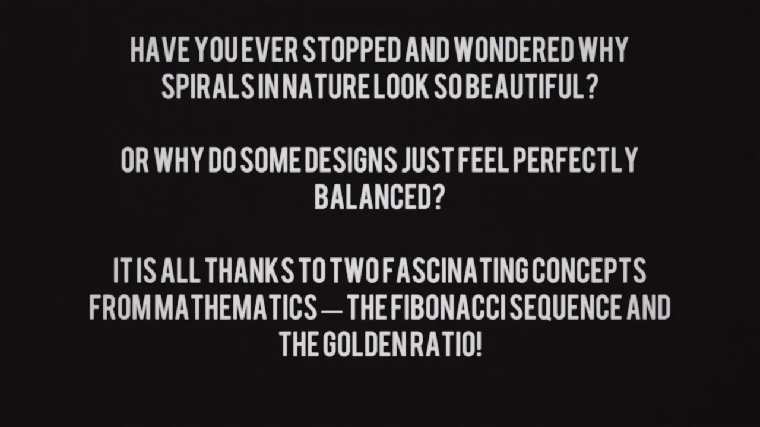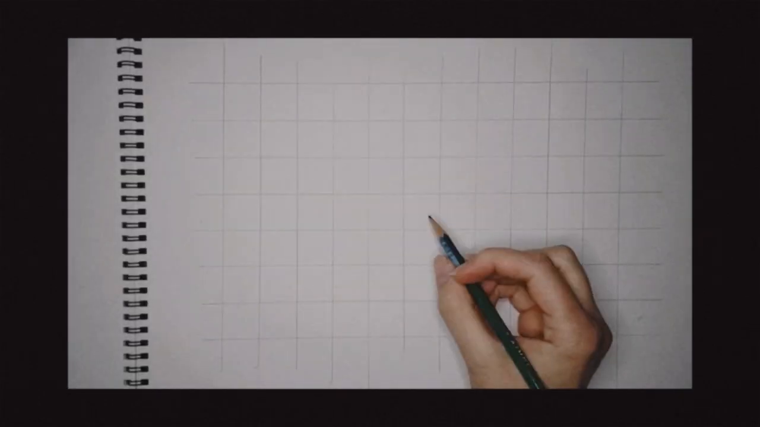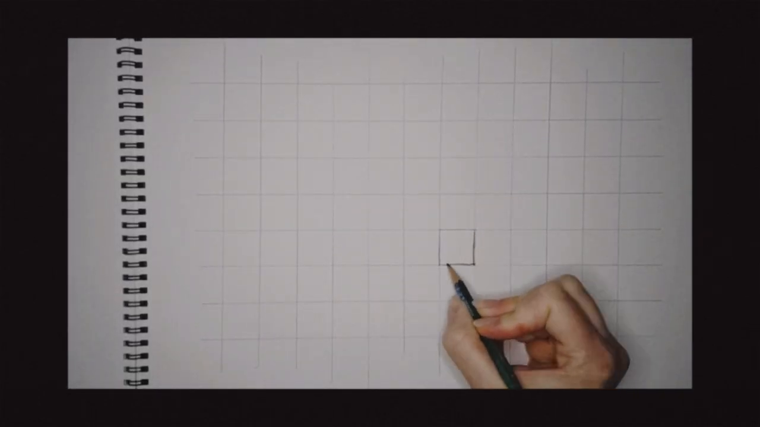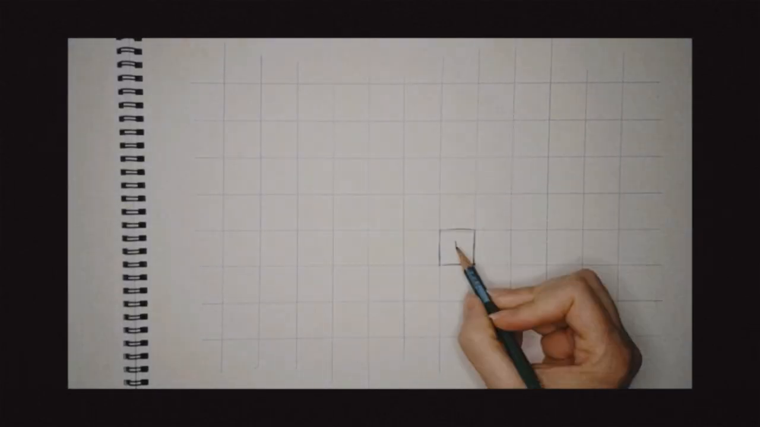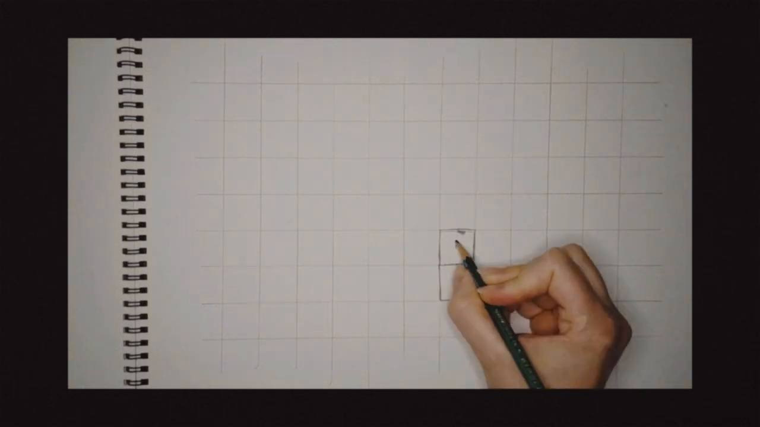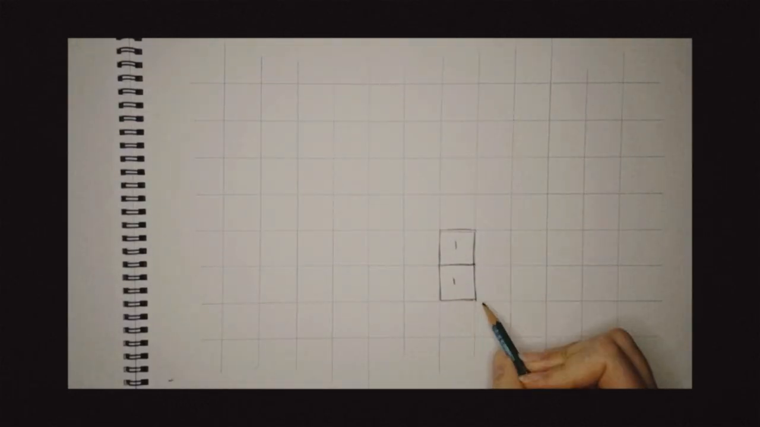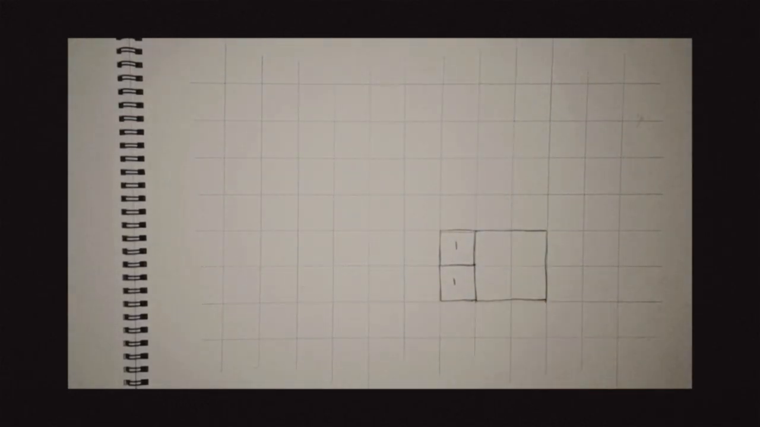Have you ever stopped and wondered why spirals in nature look so beautiful? Or why some designs just feel perfectly balanced? It's all thanks to two fascinating concepts from mathematics, the Fibonacci sequence and the golden ratio. In this video, we'll explore how these patterns appear in nature, everyday objects, and even in us. By the end of this video, you might see the world around you differently.